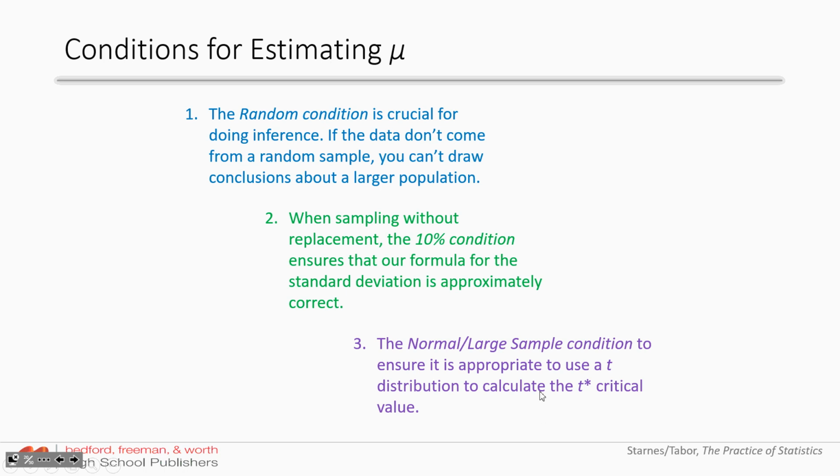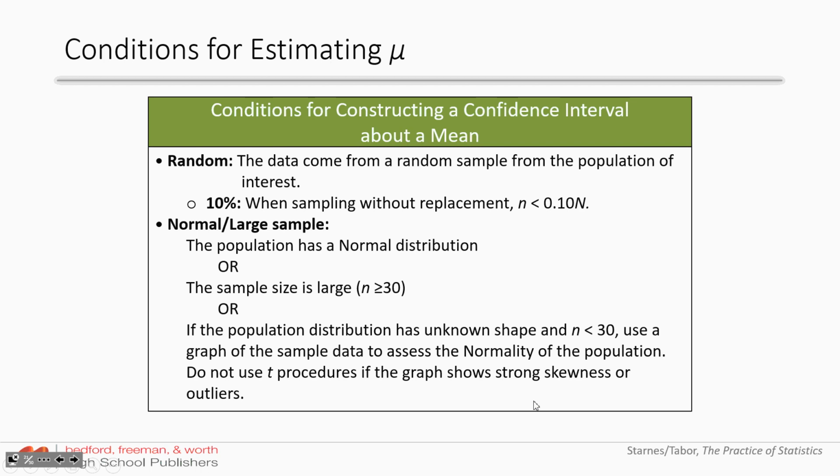Now, how do we check this condition with means? We use the central limit theorem. And if you remember from the central limit theorem, I'll start down here on this third bullet. The central limit theorem says the sampling distribution is approximately normal if the population is normal, or if my sample size is 30 or higher, or if my population distribution has an unknown shape.